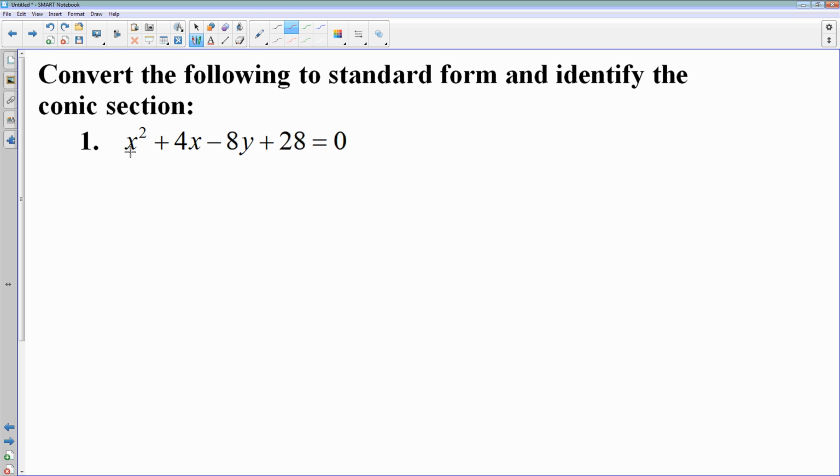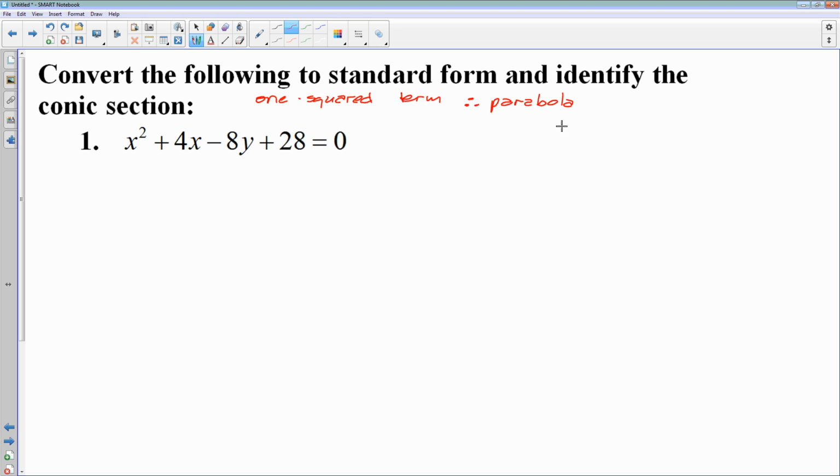But this one, I can tell from the beginning this is a parabola because there's only one squared term. There's only an x squared. Therefore, this one I know is a parabola. Okay, so now that I've identified that it's a parabola, I want to try to get it into standard form.